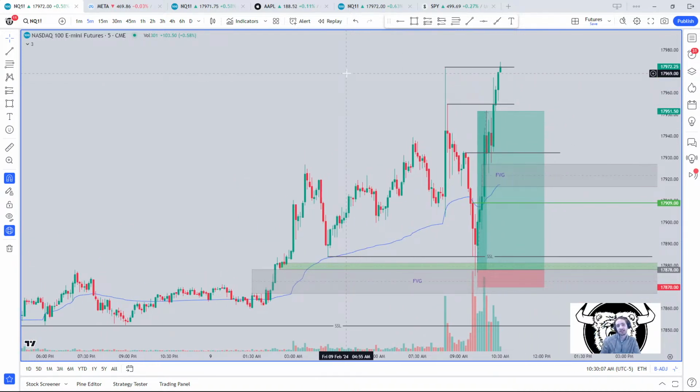Alright, don't be chasing any long positions, guys. That's what the market's expecting. We're gonna have a pullback here. People have their take profits there. People have their stops there. We're at least pulling back before we continue, if we continue.